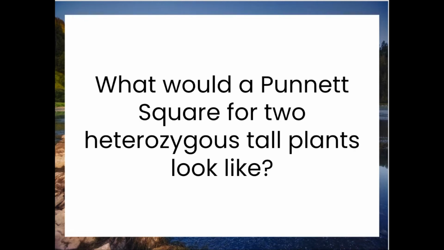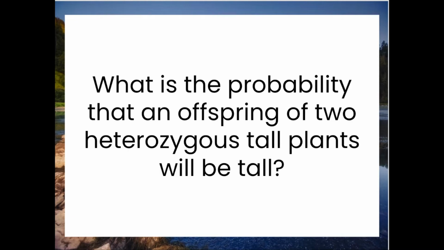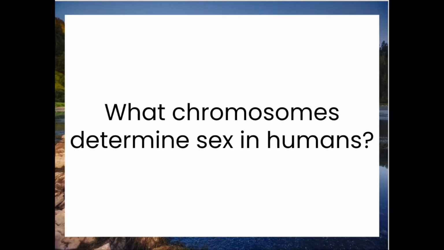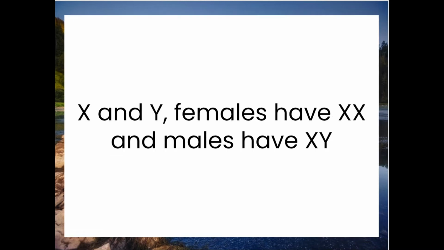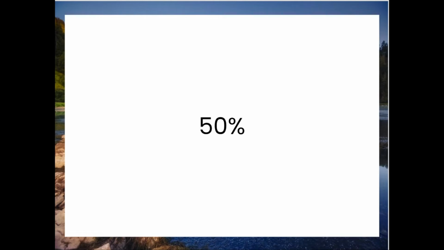What would a Punnett square for 2 heterozygous tall plants look like? What is the probability that an offspring of 2 heterozygous tall plants will be tall? 75%. What chromosomes determine sex in humans? X and Y. Females have XX and males have XY. What is the probability that a human baby will be a girl?